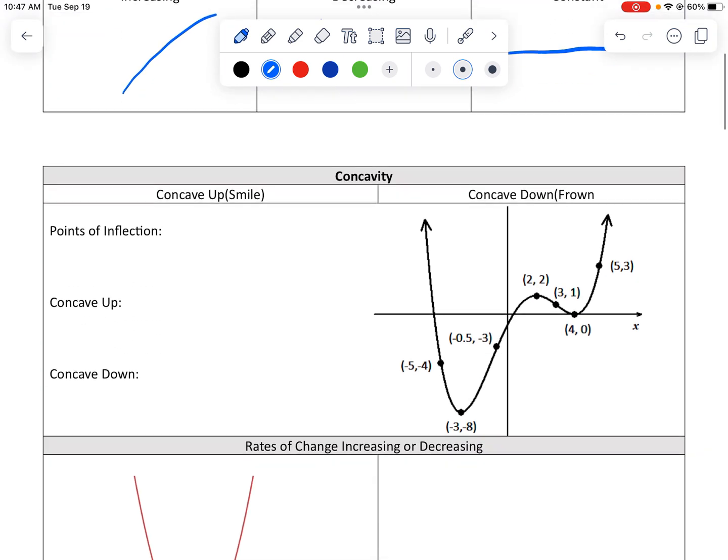The next thing we talked about was concavity. It's like a concave up, a smile, when rates of change are increasing. And it's concave down, like a frown, when rates of change are decreasing. The point of inflection is when it changes from concave up to concave down.